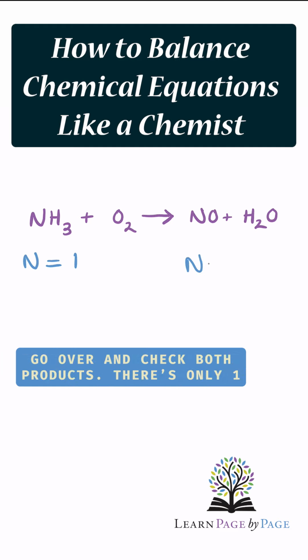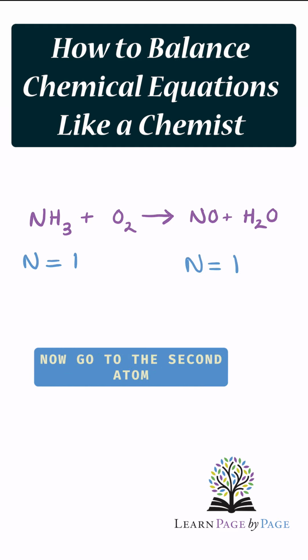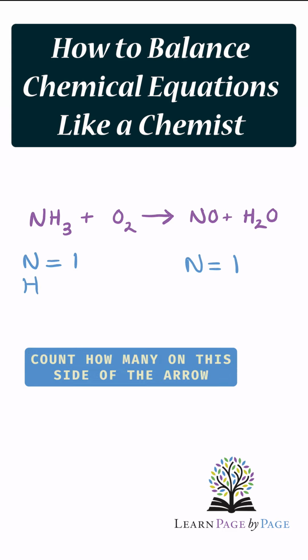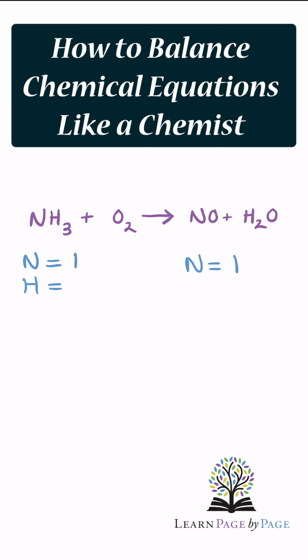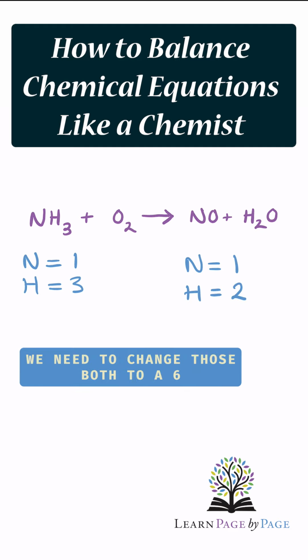Go over to the products, check both products. There's only one. Perfectly balanced. Now go to the second atom. That's hydrogen. Count how many hydrogens are this side of the arrow. We got 3. Over here, how many? There's 2. We need to change those both into a 6.